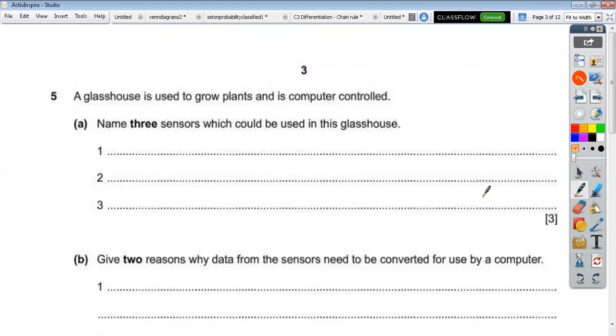A greenhouse is used to control plants and is computer controlled. Name 3 sensors that could be used in this greenhouse. So what sensors? Can someone give me any sensor in a greenhouse? Temperature sensor, to control the temperature. What else? Humidity sensor, to control the amount of moisture, water vapor.